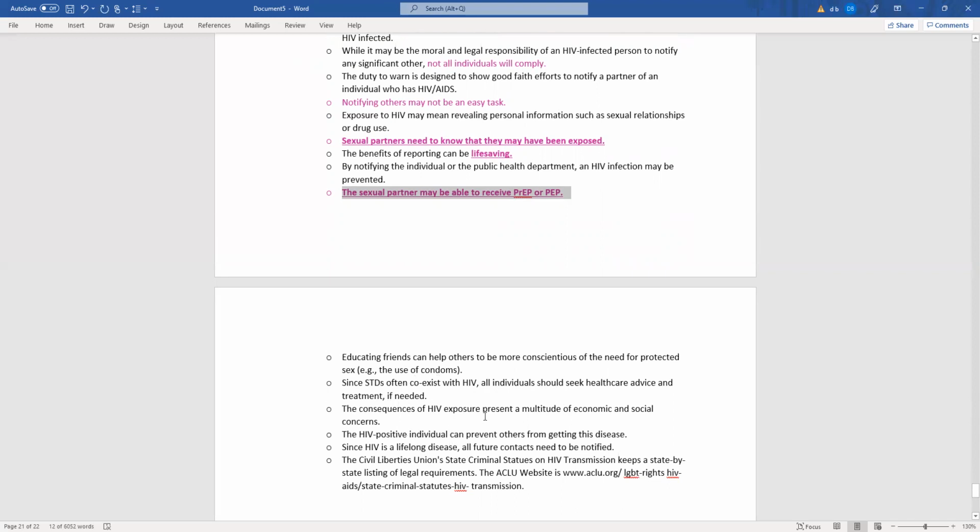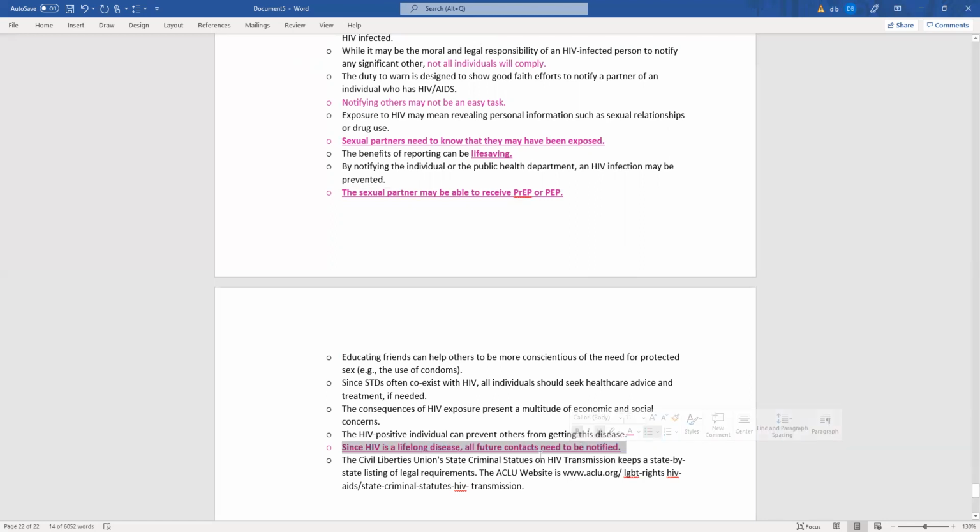The consequences of HIV exposure present a multitude of economic and social concerns. The HIV positive individual can prevent others from getting this disease. Since HIV is a lifelong disease, all future contacts need to be notified.